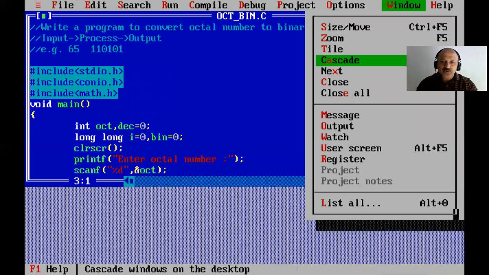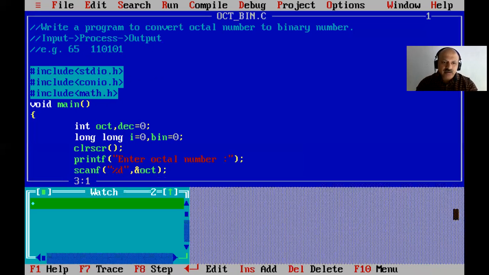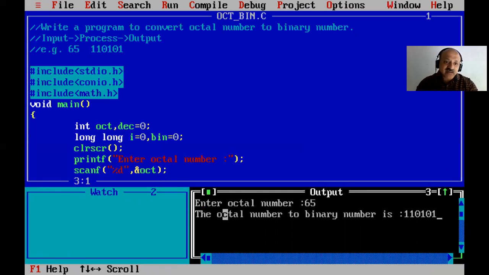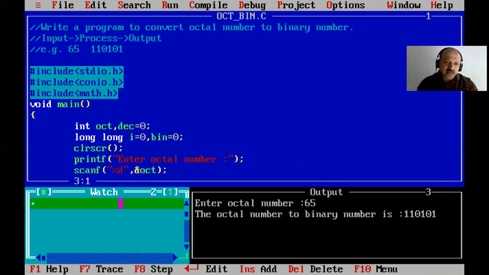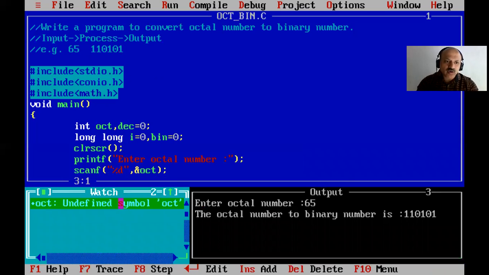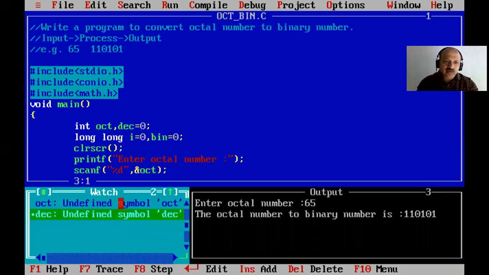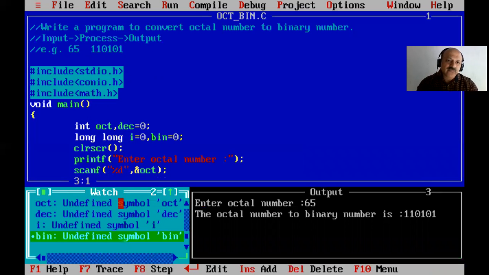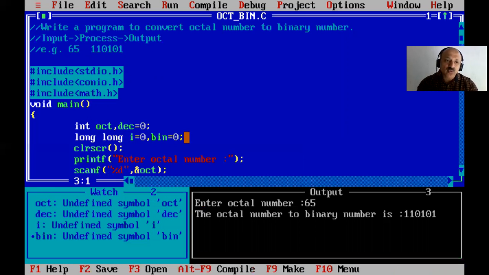I take the watch window, and also the output window, and now I set the watch. So you can just select the green span, and here I take first octal, then decimal, then there are four: I and binary. So there are four variables, two integer and two long integer. Yes, that is very interesting.